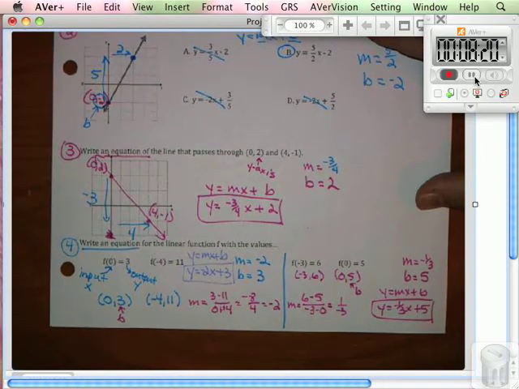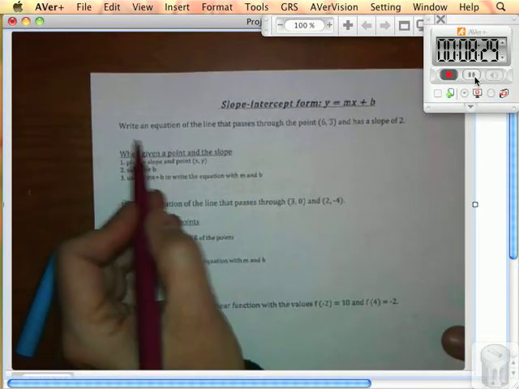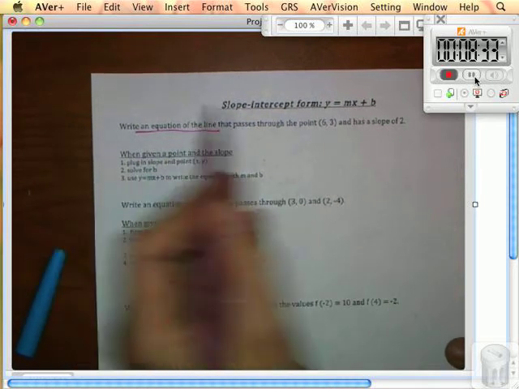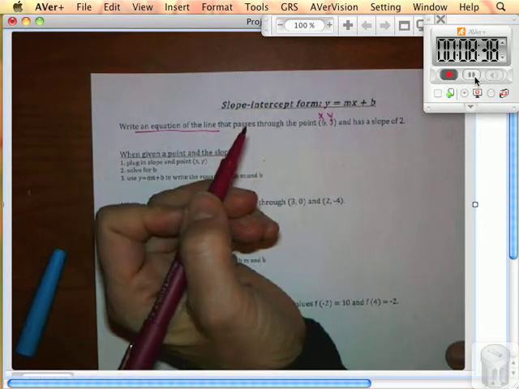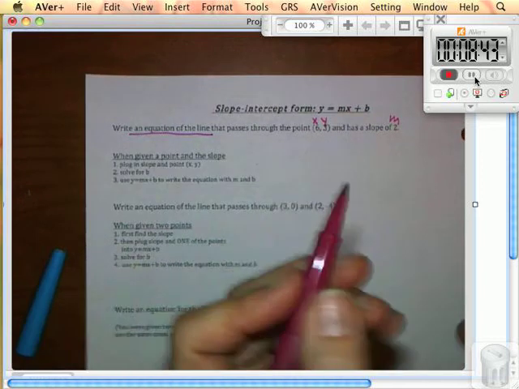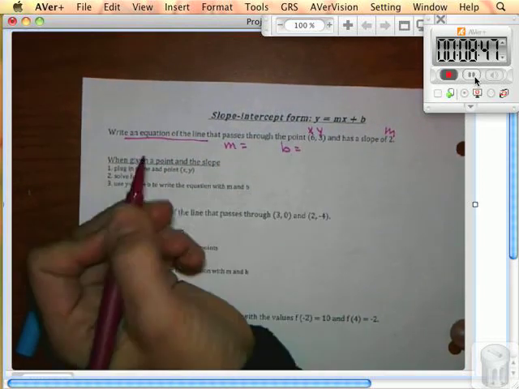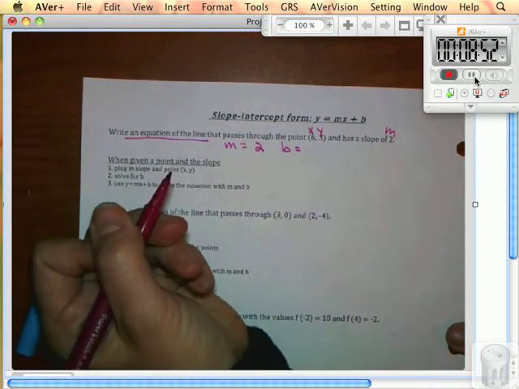All right, let's turn this over and do the back side. Most of this should be pretty familiar to you. Write an equation of a line, again using slope-intercept form, that passes through the point (6, 3). Remember, a point has x, y, and has a slope of 2. And there's my slope. When I write an equation of a line, I need m and I need b, and they gave me the m. It's 2. So now I have to figure out what b is.